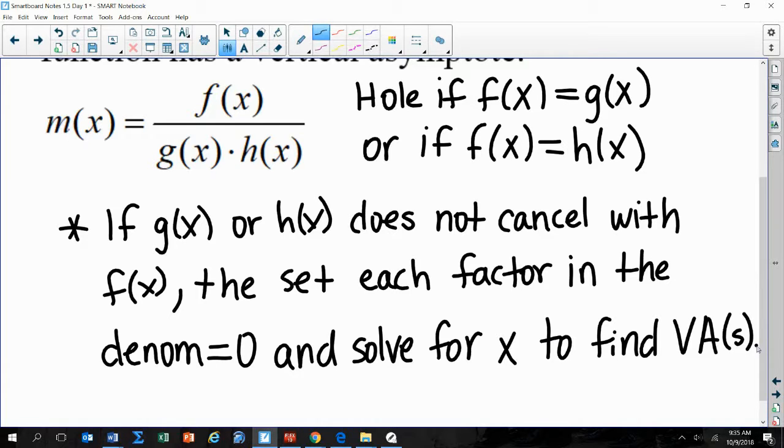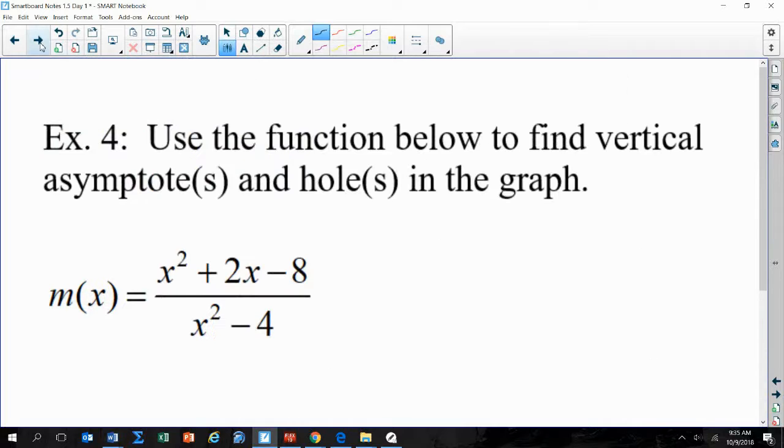Okay. Any questions about that? Hopefully I beat it into your head enough now that if factors cancel, it's a hole, and if there's factors that don't cancel in the denominator, it's an asymptote. Okay? Hopefully we've got that by now. Okay. So in example 4, how do I find the vertical asymptotes and the holes? What do I need to do to that function? Factor it. You got it.